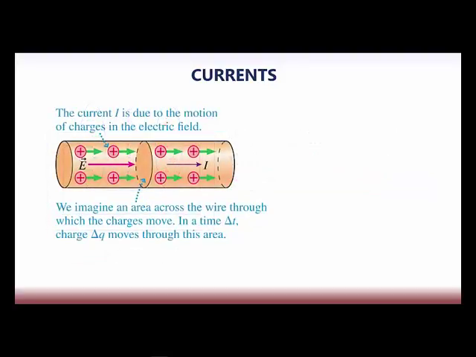Now current is due to the motion of the charges, and so we can define current as the rate of motion of charges through an electric field. In other words, how many charges pass a given point in a given amount of time. The equation for current is I equals delta Q over delta T, where I stands for the current.